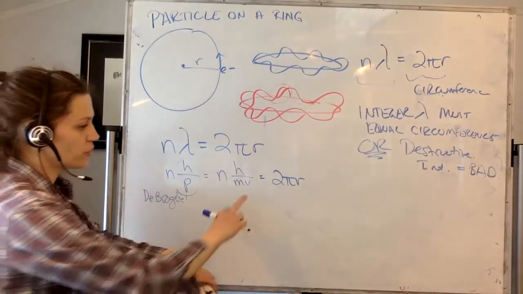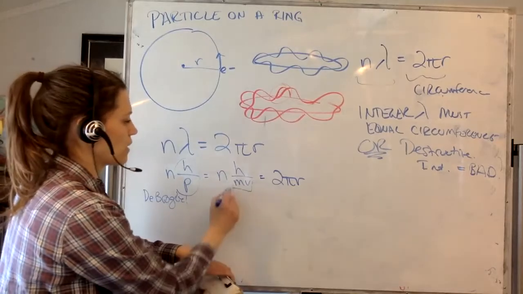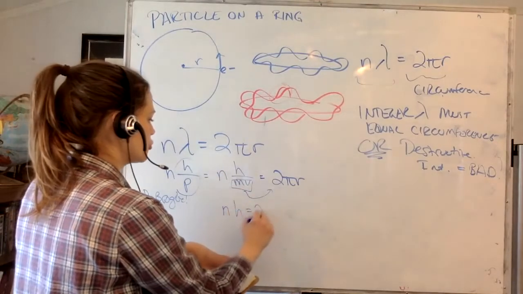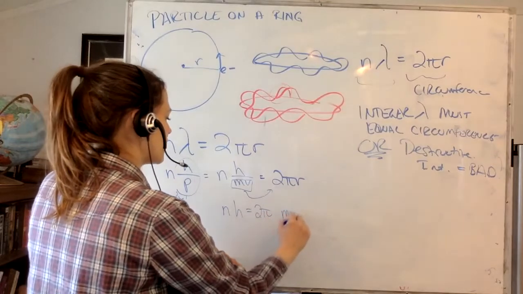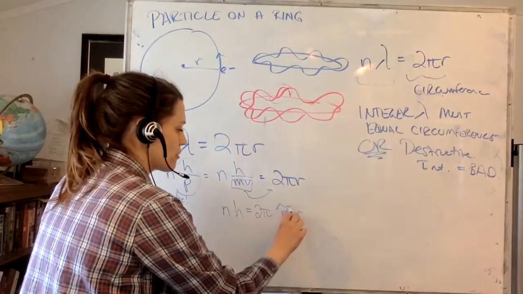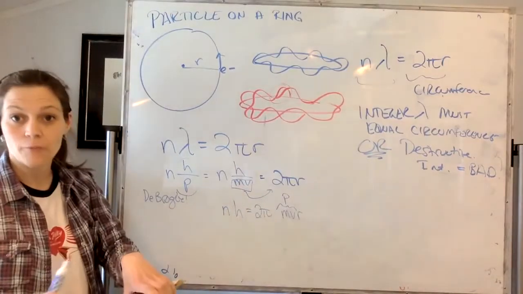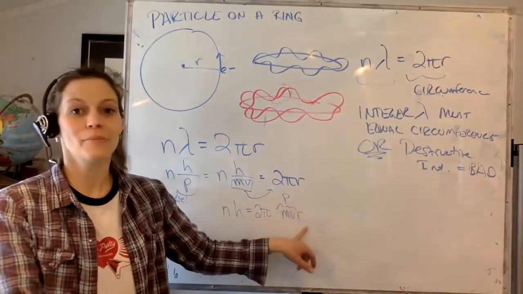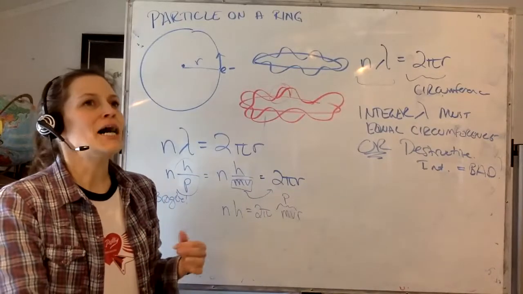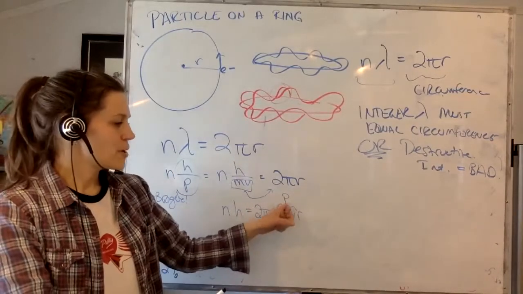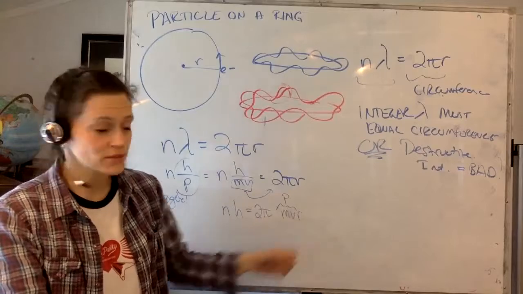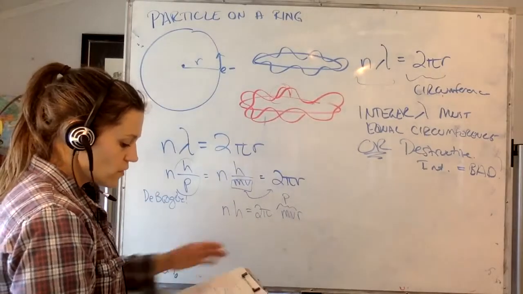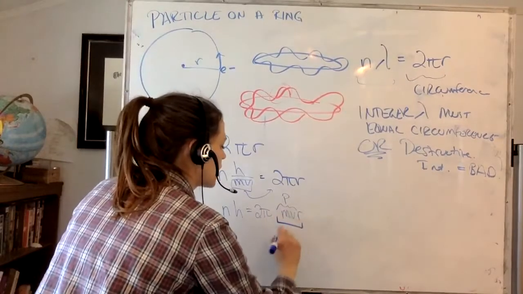Now I'm going to relocate this momentum to the right-hand side. So I have n h is equal to 2 pi times m v times r. Again, remember, this is our momentum, p. The cool thing about this is that you have angular momentum if you have p times r. Where r is the radius of some sort of circle. And so this right here is our angular momentum.